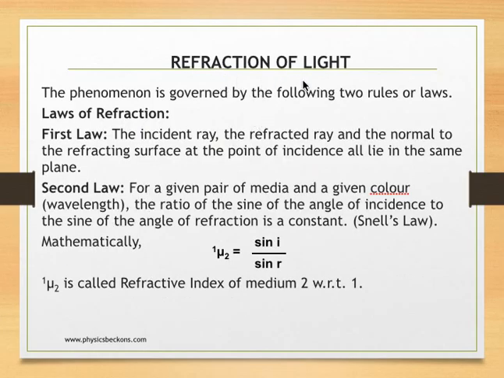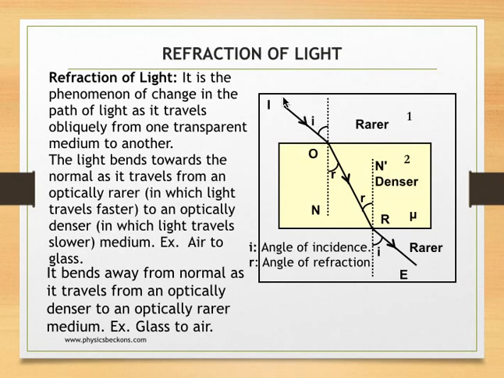The phenomenon of refraction of light is governed by two rules or two laws of refraction. The first law is: the incident ray, the refracted ray, and the normal to the refracting surface at the point of incidence all lie in the same plane. That is, the incident ray IO, the normal ON, the perpendicular at the point of incidence, and the refracted ray, all three lie in the same plane.